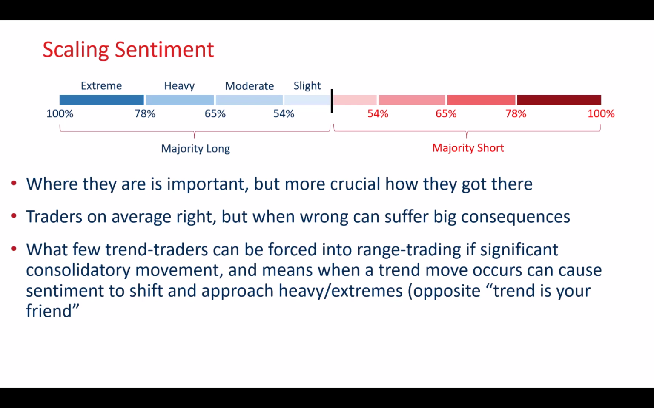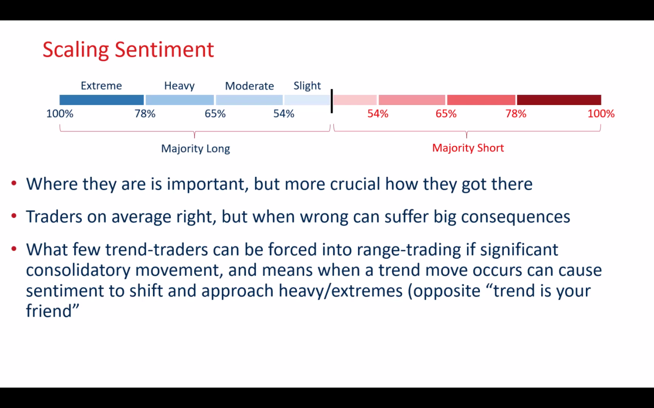And the thing is that the few trend traders out there could be forced into range trading if there's significant consolidatory movement prior. This is why I'm saying it's also important to understand how they got there. If you have a lot of consolidation, it forces a lot of them to shift to range trading, or at the very least reduce their take profit because the market's not giving them as much. But when a trend move finally does occur, after the calm before the storm, once the storm does hit, it's very easy for sentiment to shift and approach heavy and the extremes, which is, of course, opposite.